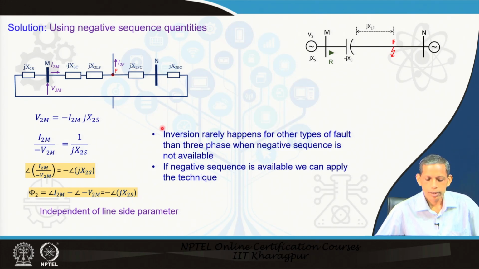But inversion rarely happens for other types of faults besides 3 phase, as we have already talked about. However, if the negative sequence is available during certain situations and the inversions are there, then negative sequence can find the direction of the fault correctly.